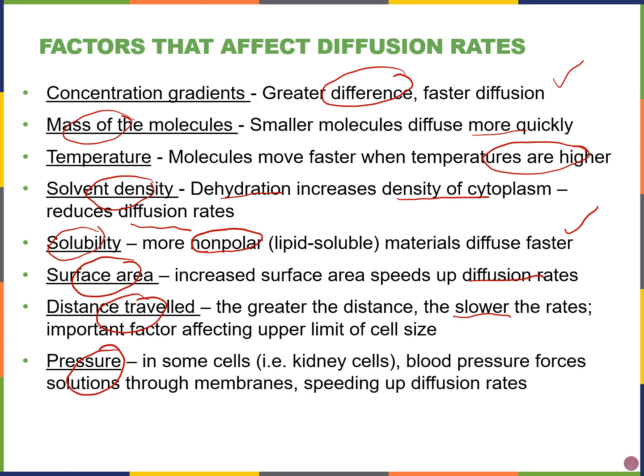Blood pressure is an example that applies to human kidneys. So kidneys are great at filtering blood, and certain molecules will pass through some of the membranes in the kidneys, and this speed of diffusion or diffusion rate will increase with increased blood pressure.